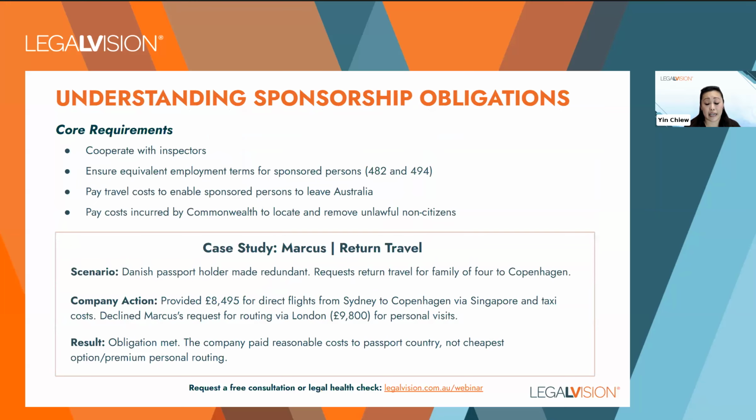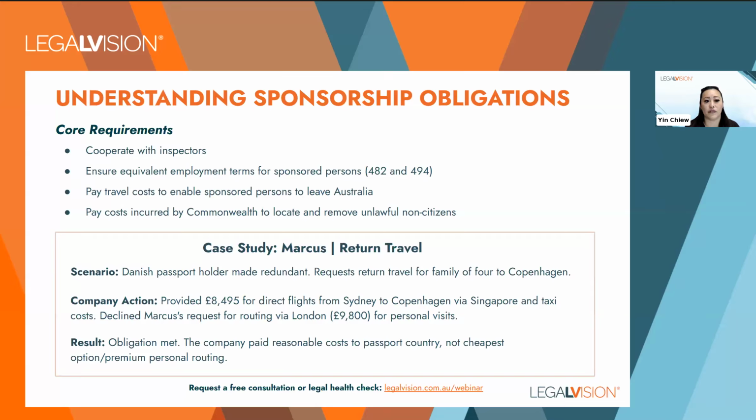So the next and most important part is really understanding sponsorship obligations. There will be a lot of Australian businesses and employers that become an approved sponsor, and they obviously sponsor someone on a 482 or even a 494 visa. 494 visa being the regional employer-sponsored visa.